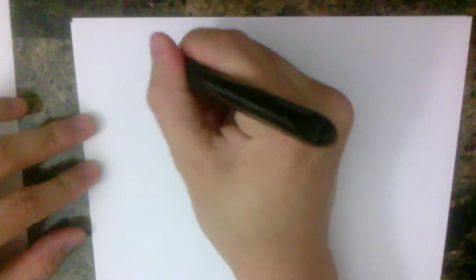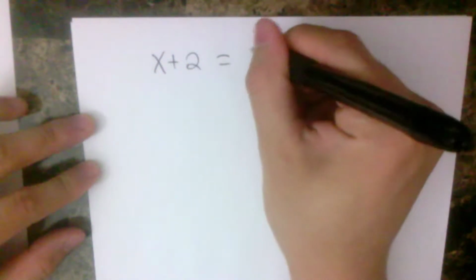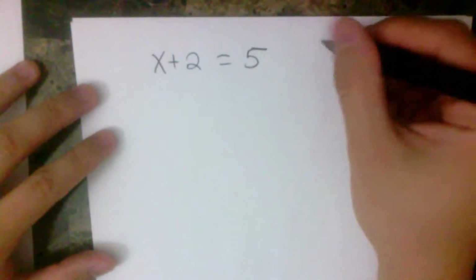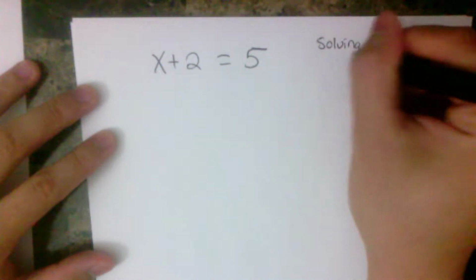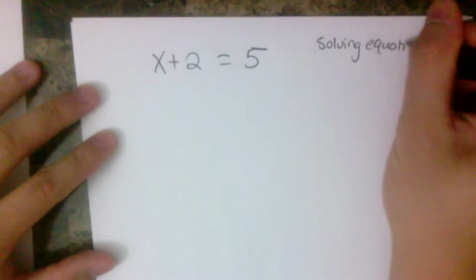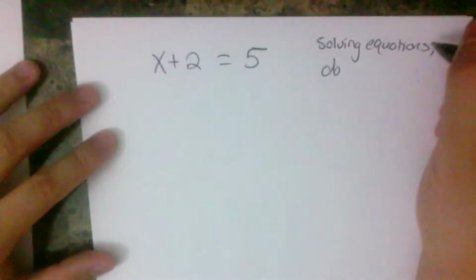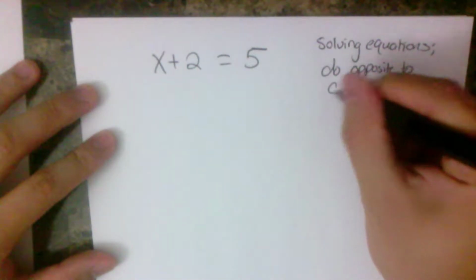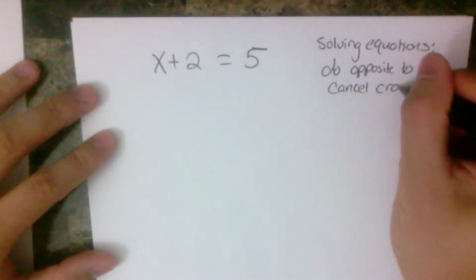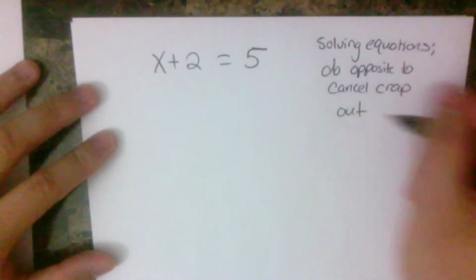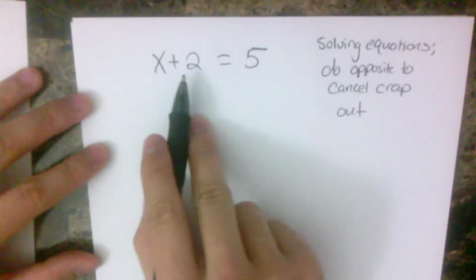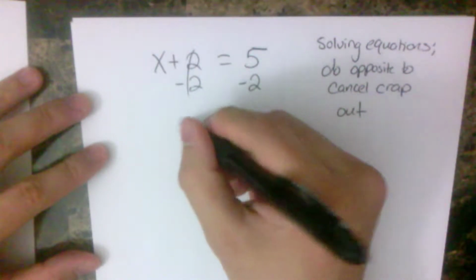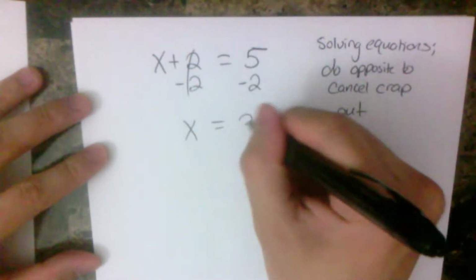So, a basic equation, something like this: x plus 2 equals 5. Really, really basic equation. And every time we do this, you know that when solving equations, you always do the opposite, in order to cancel things out. Pretty simple idea. So we have a plus 2 here, so you want to do the opposite. And then the 2's cancel out, x equals 5 minus 2, which is 3.